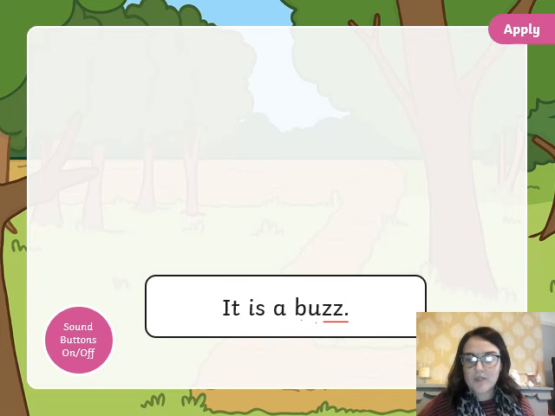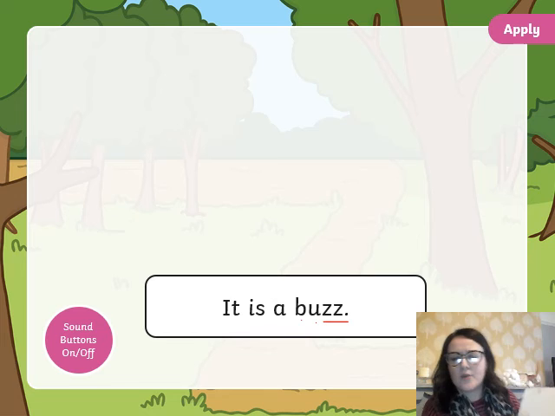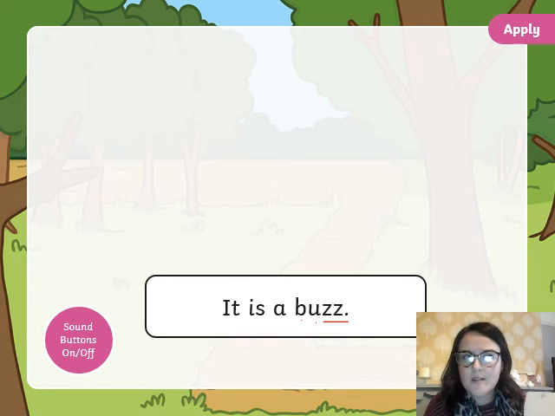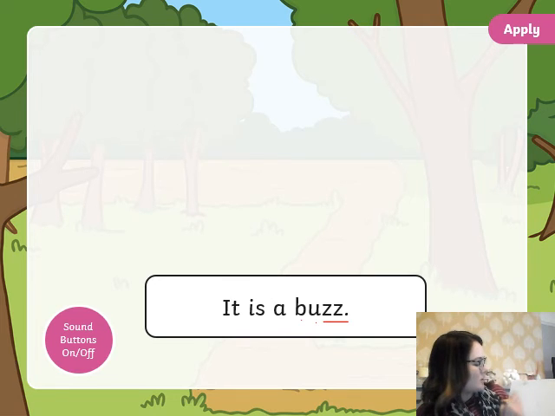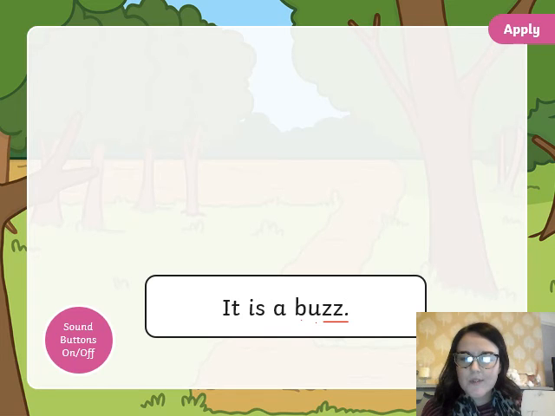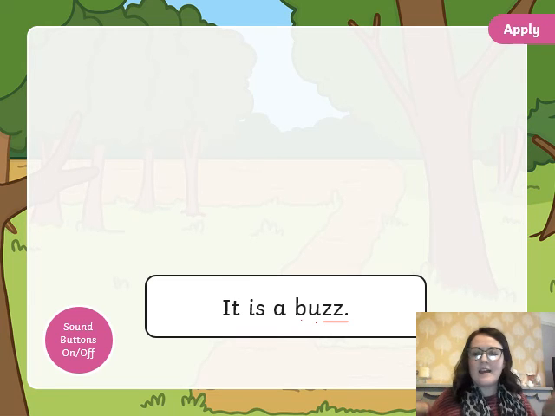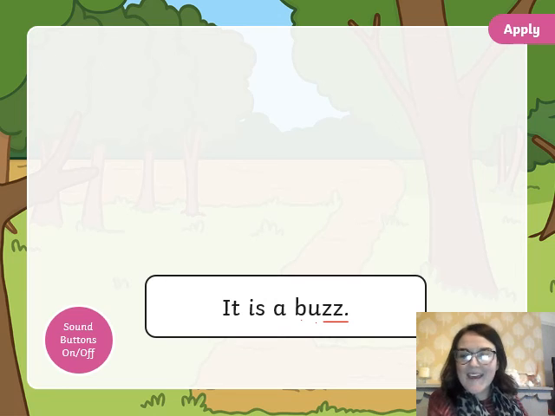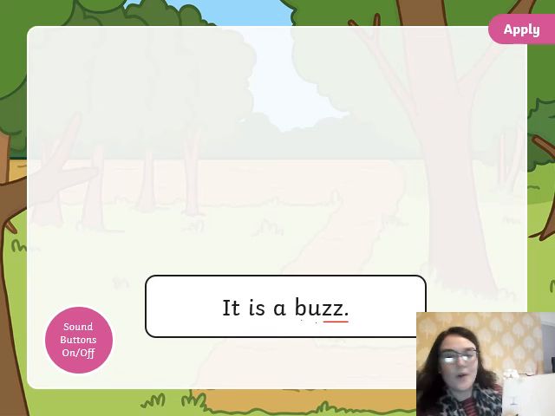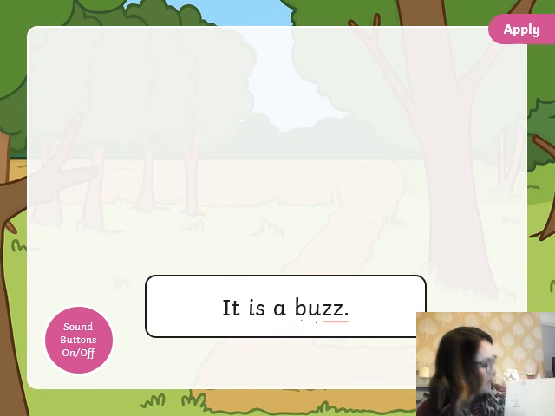Making a buzz noise. I wonder what animal that would be if we could hear a buzz noise. What do you think? Would it be an elephant making a buzz noise? No. Does a dog make a buzz? No. It's a buzzy bee. Of course it is.